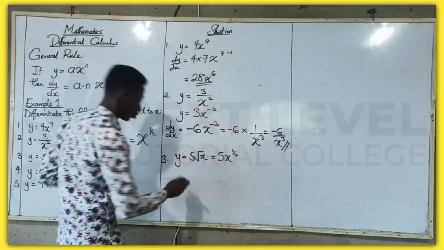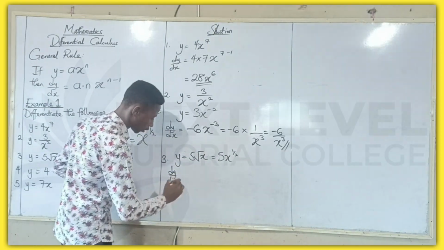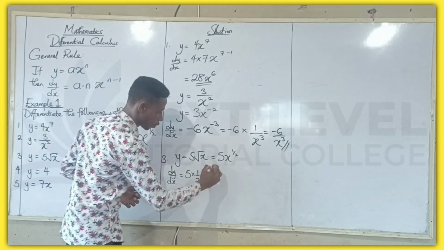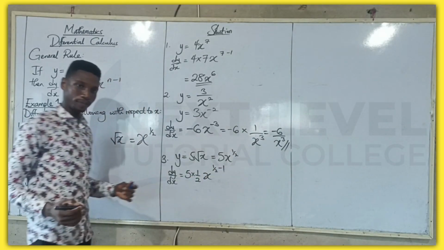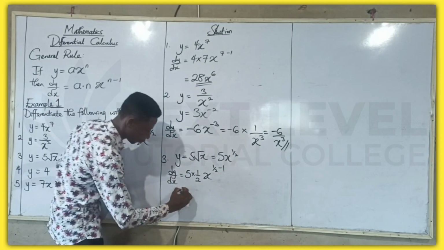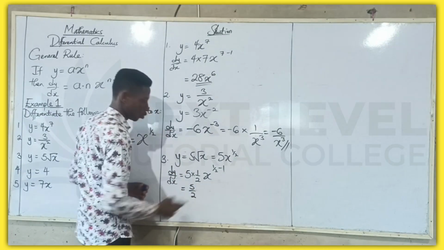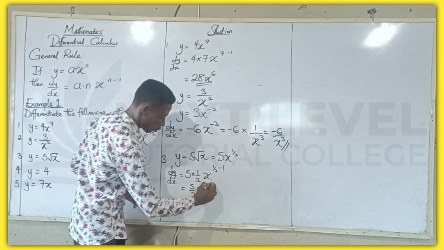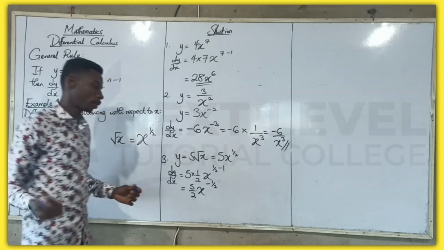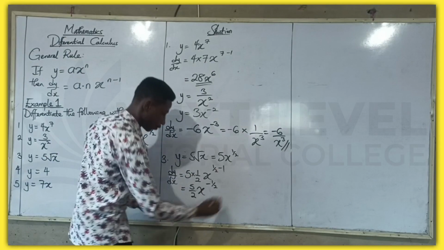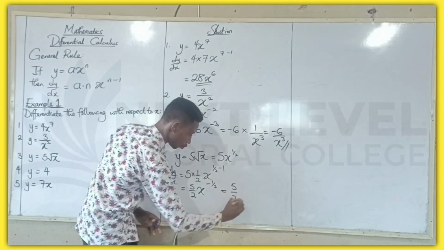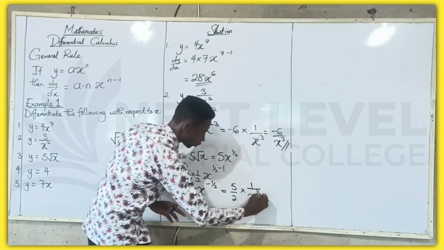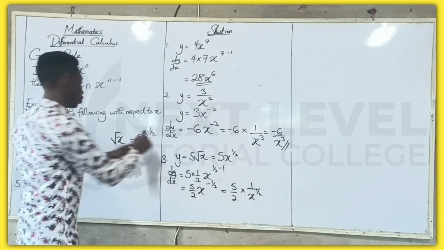Let's apply the rule. So what will be dy/dx? dy/dx will simply be 5 times 1 over 2, then x raised to the power 1 over 2 minus 1. So 5 times half is 5 over 2. Then if you subtract 1 from half, you should be having minus half also. That's minus 1 over 2. So what we have here is 5 over 2 times, this minus means 1 over x raised to the power 1 over 2. We know x to the power 1 over 2 is the square root of it.